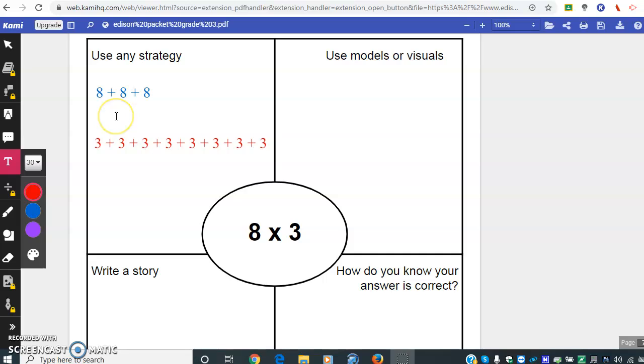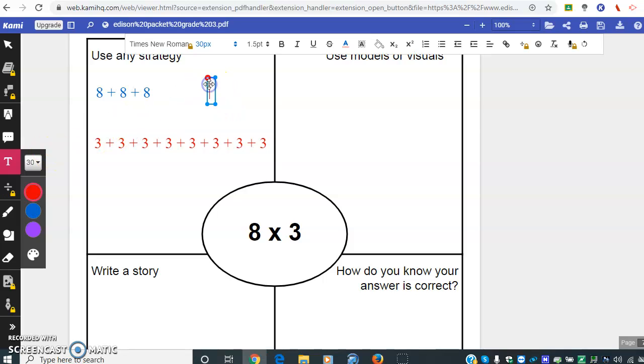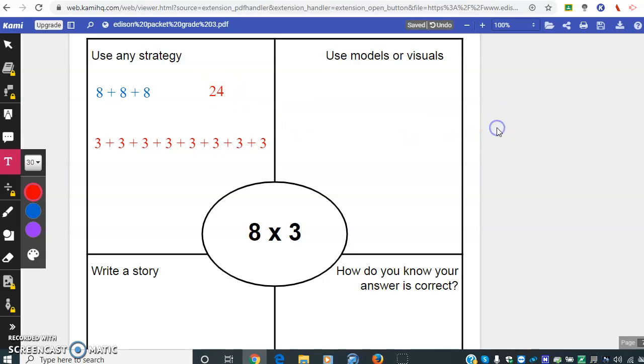I'm just going to use skip counting at this time. So if I use 8 plus 8 plus 8, I know that 8 plus 8 is 16, plus another 8 makes 24. If I use my 3's, I can skip count by 3's and use that Schoolhouse Rock song to help me out here. 3, 6, 9, 12, 15, 18, 21, 24. No matter which way I do it, 24 is the answer that I get. So that's how I used any strategy to solve it.